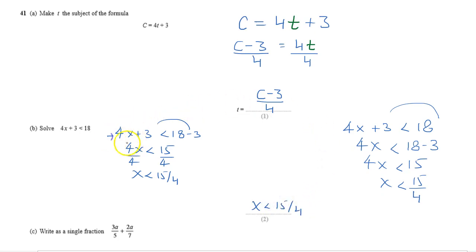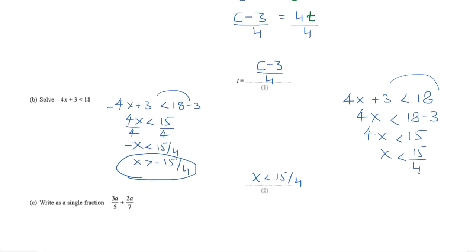Had there been a negative sign, imagine this is a negative sign, now this sign would have been changed. So that is the only condition you have to remember. If it is negative, then the sign will change from greater than to less than. Otherwise it will remain the same.